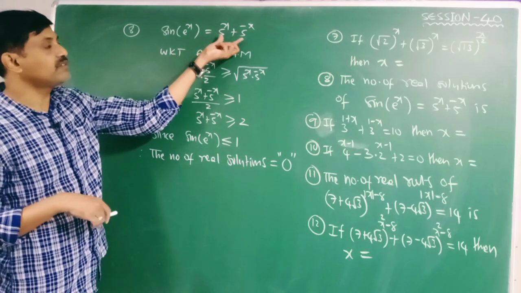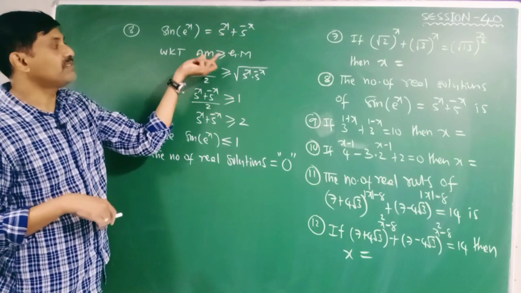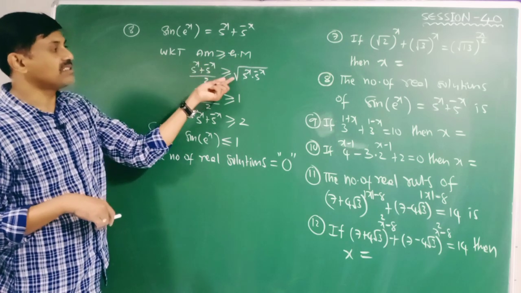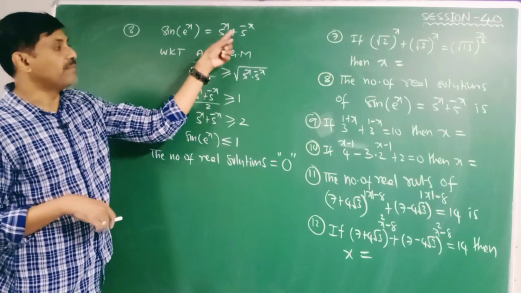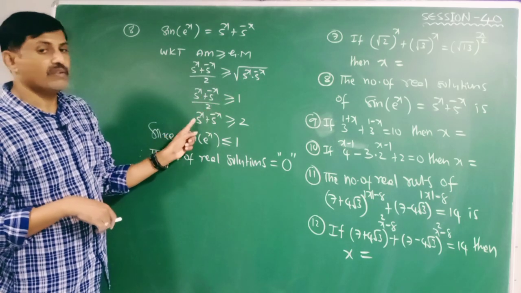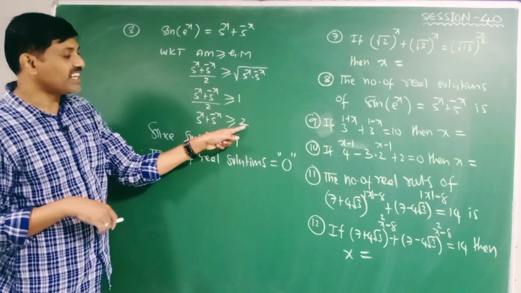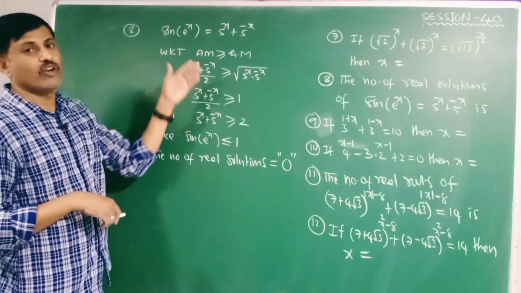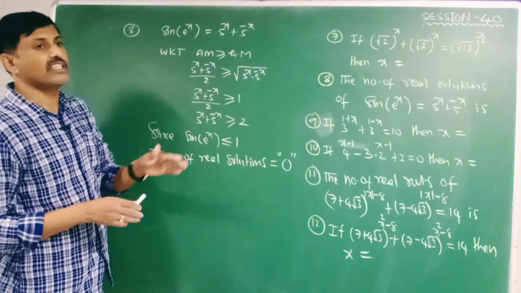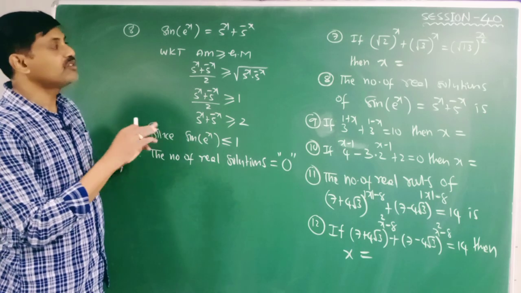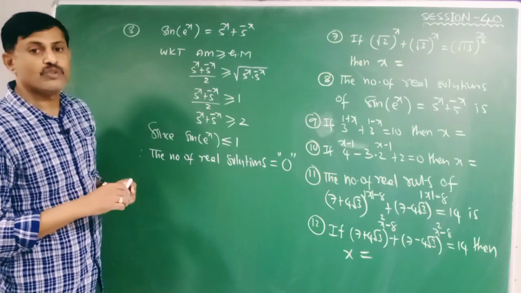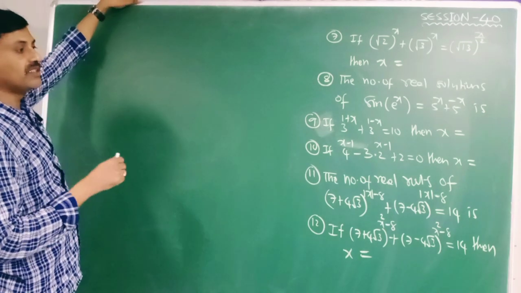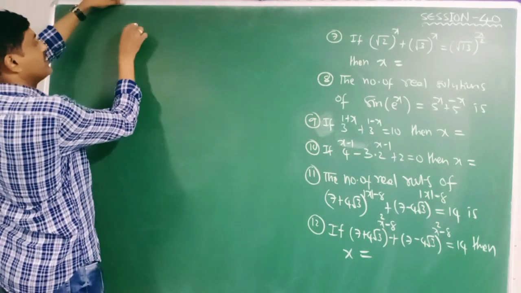When there are two positive numbers, we always use AM is greater than or equal to GM. The average is greater than or equal to root ab. Now it is going to 1. 5 power x plus 5 power minus x is greater than or equal to 2, but sin of e power x is always less than or equal to 1. Left side is less than or equal to 1, right side is greater than or equal to 2. These two are never equal, therefore the number of solutions is 0. Students, move on to the next question, which is the 9th one.